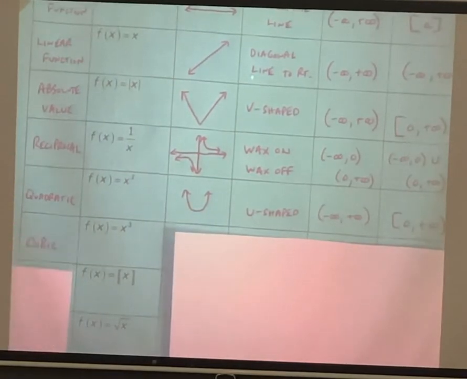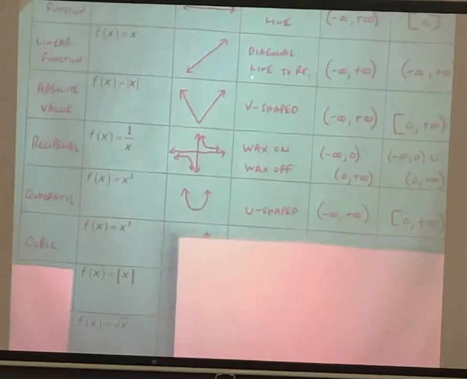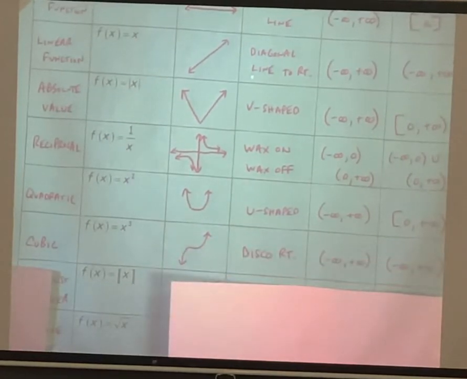The next one is the cubic function. It's f of x equals x to the third. The sketch of that, we describe this as disco right. I refer to it as the John Travolta dance, where he's pointing up to the right and down to the left.